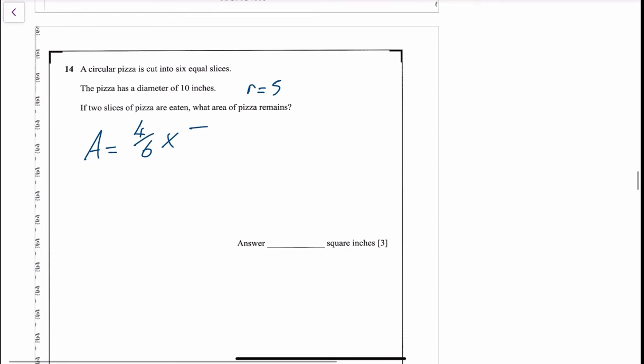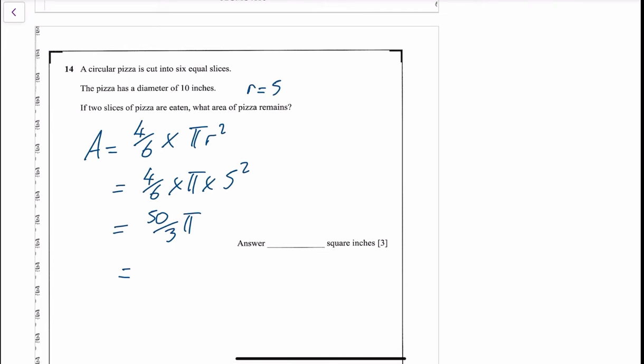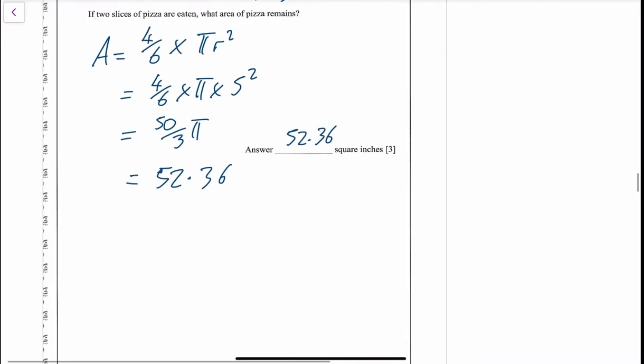So 4/6 times pi r squared, which is just 4/6 times pi times 5 squared, which works out to be 50 over 3 pi. And they haven't said to give it in terms of pi, have they? No, so I'm going to say that's 52.36, and then that's inches squared, or square inches.